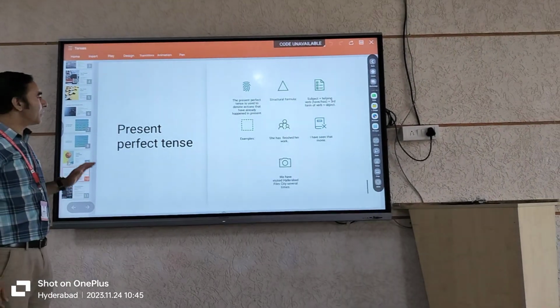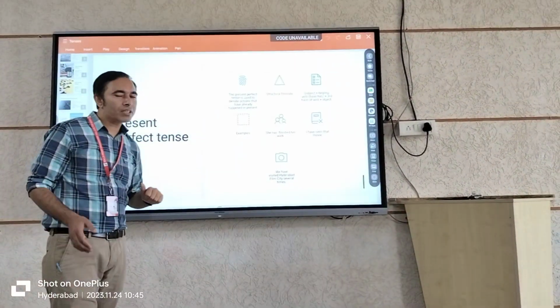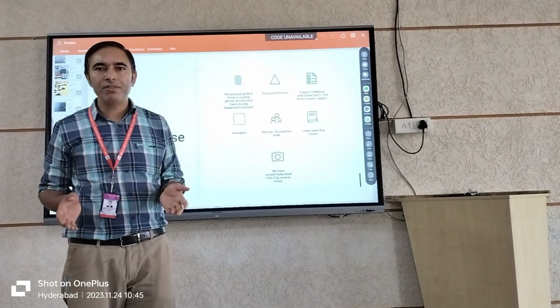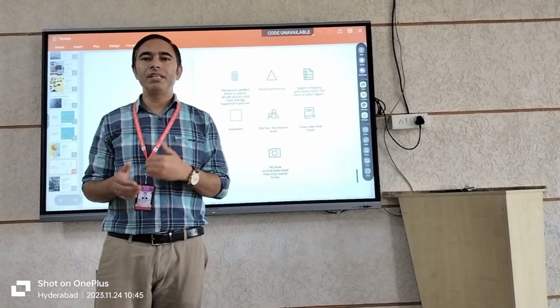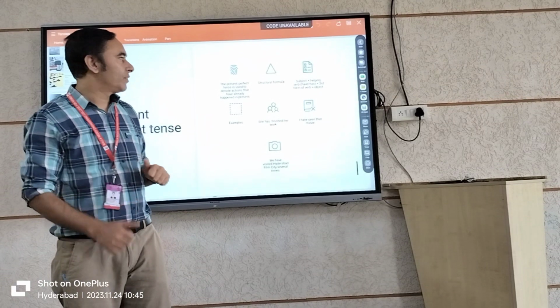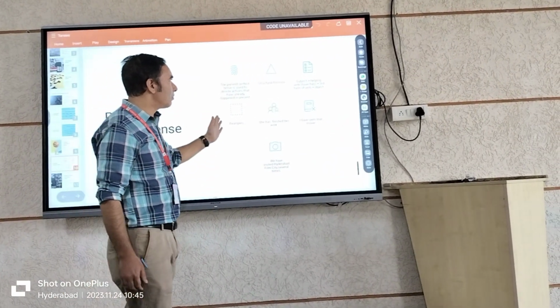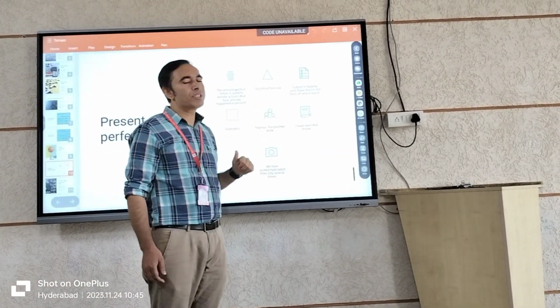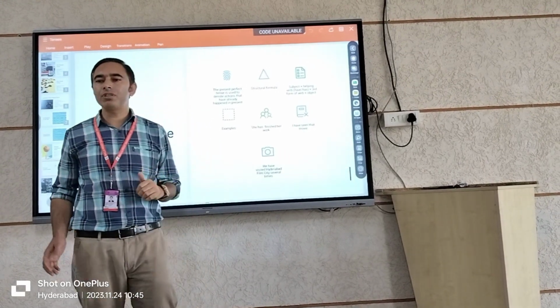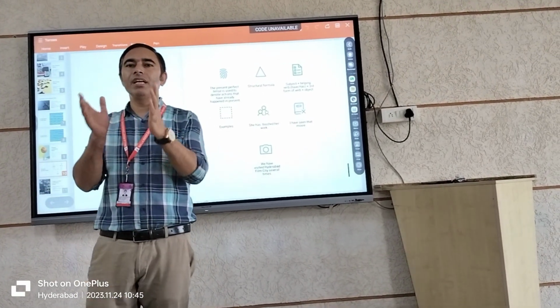And next is present perfect. So when we talk of present perfect, it shows that action which has been completed in the present time. And what is the structure formula? We use subject, then we use helping verbs. Which helping verbs do we use? We use has and we use have.